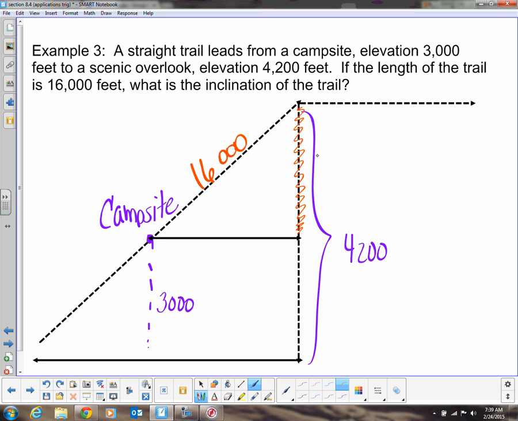Okay, how did you get 1,200? Okay, do you see that's 3,000? Yes? So what must this be? 3,000. And if the whole thing's 4,200, what must that be? 1,200. What is the inclination, new word? What do you think they're asking us for? Incline. Elevation. It's like the angle of elevation. So we're asking for this angle right there.